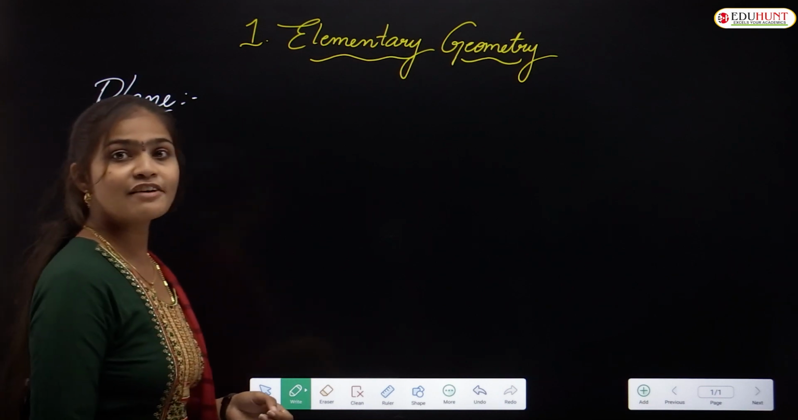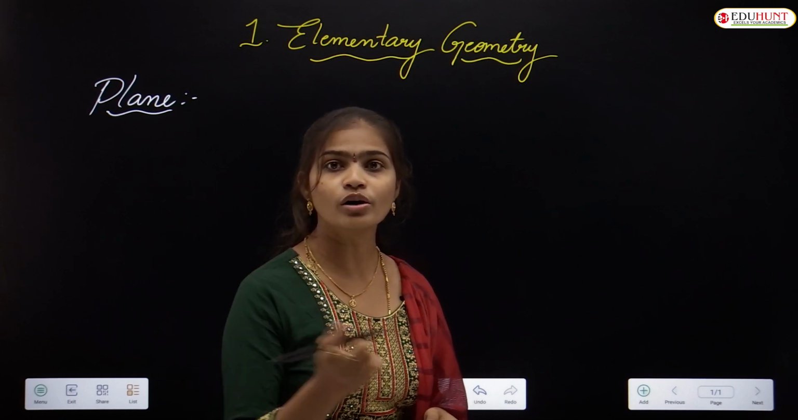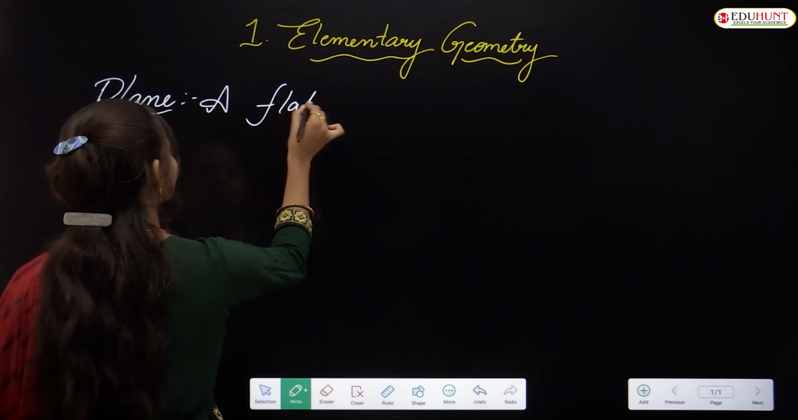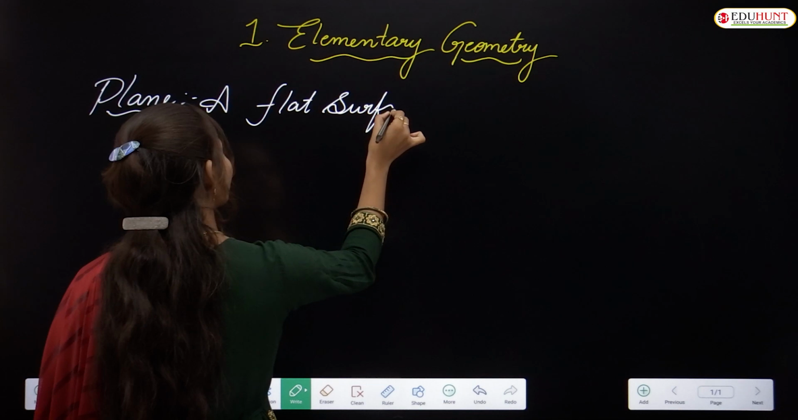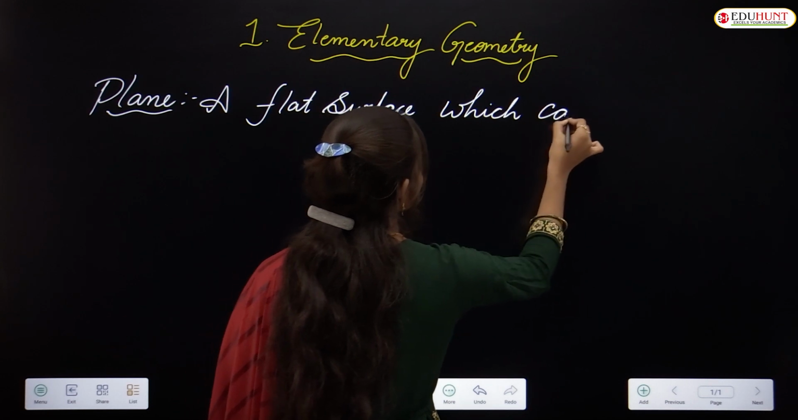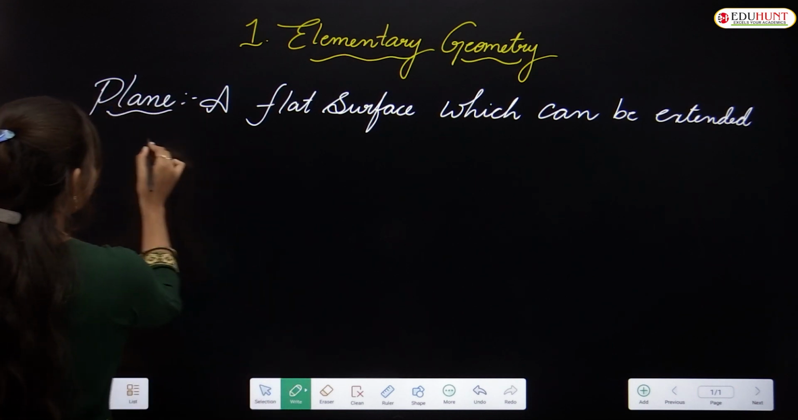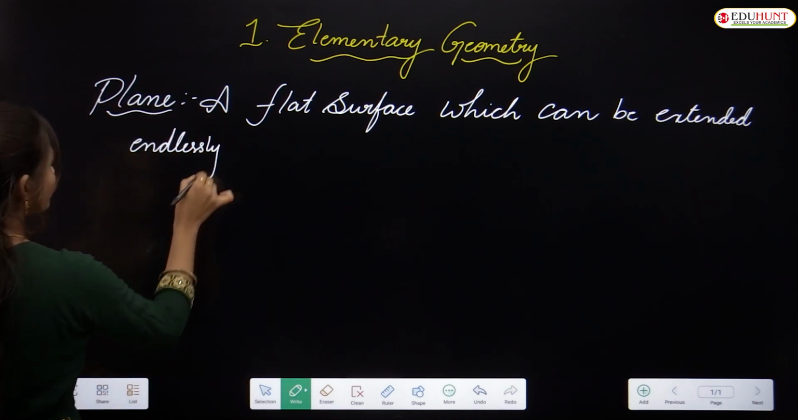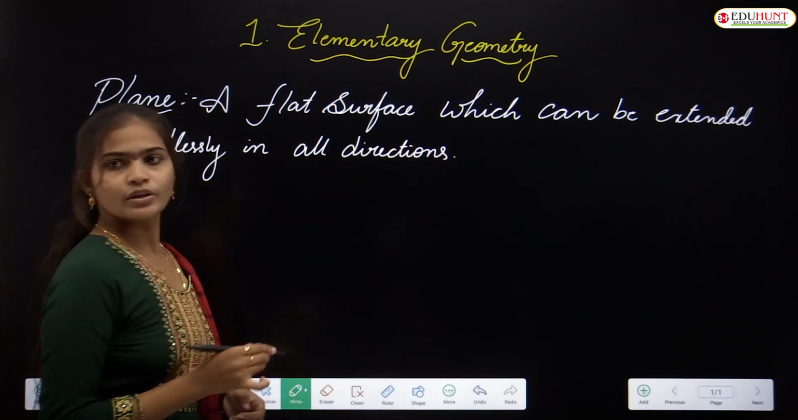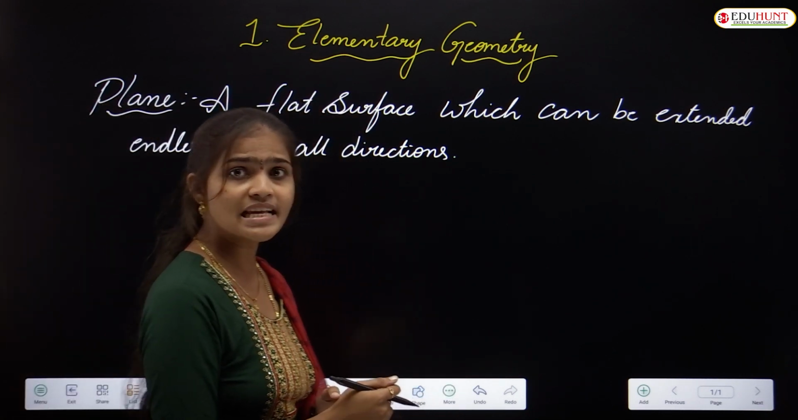A plane is a flat surface which can be extended endlessly in all directions. What is that? A flat surface which can be extended endlessly in all directions. Then we will call that surface a plane.